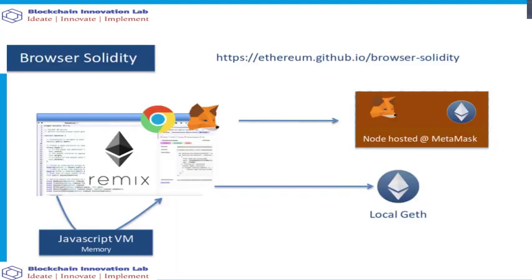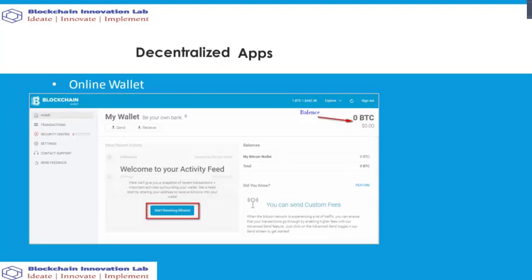All right, this is about MetaMask and how exactly it functions. There is some functionality which has been written in Remix for the communication to happen with MetaMask. This is an online wallet. It's a decentralized app again, like a Bitcoin blockchain wallet. So people can send and receive Bitcoins from here, right? There are other features which you can explore.